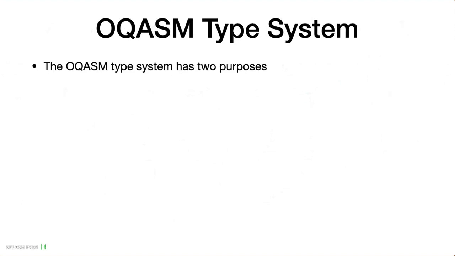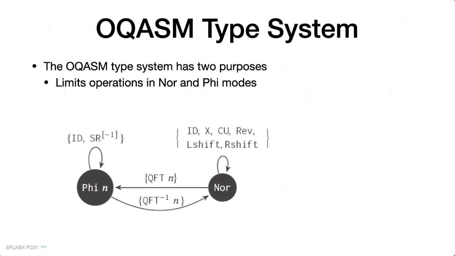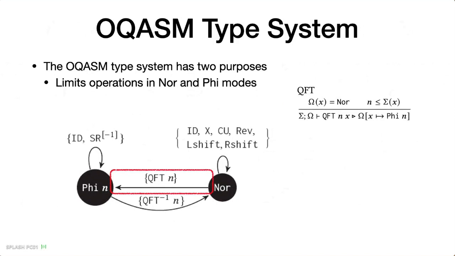Okay, so now for the type system. The type system has two purposes. One is to limit the operations in each of the two modes that I mentioned so that things don't get out of whack. And you can think of that as implementing in the type system this little state machine. So for example, the rule for checking a QFT instruction makes sure that the thing that you're checking, X, the array, is in the normal mode. I'm not allowed to apply QFT to something I already applied QFT to.